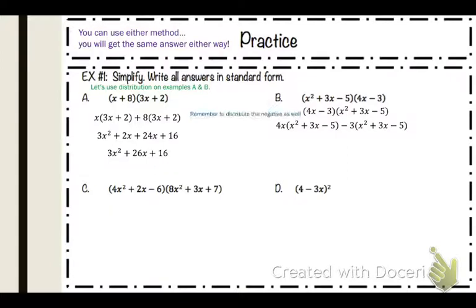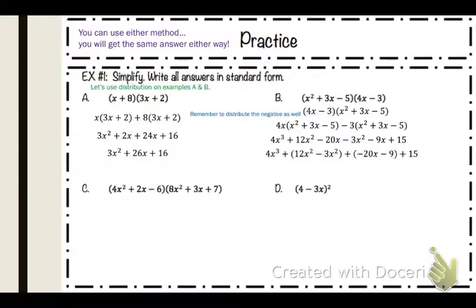Okay? Remember to distribute the negative as well. You have to distribute that negative. It'll make a huge difference. It'll change your answer if you don't. So when we multiply this out, you end up with 4x cubed plus 12x squared minus 20x. Then negative 3 times x squared is negative 3x squared. Negative 3 times 3x is negative 9x. Negative 3 times negative 5 is 15.